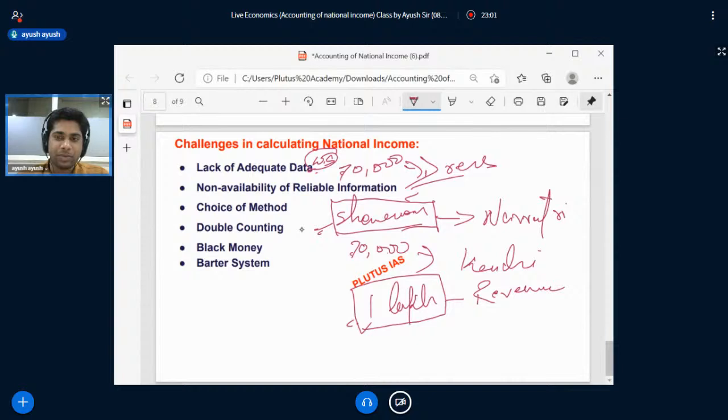Kanchi bought the goods from Sabna for 1 lakh rupees. But tell me, what will be the revenue here? 1 lakh rupees will be called as revenue. But you can just answer me one thing: did Sabna pay this 70,000 rupees to someone else or not?